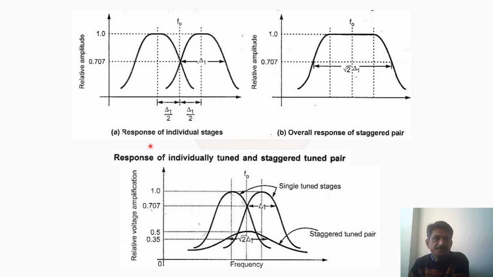So the response of the individual stages, these are the relative amplitudes, and this is the response, delta 1 by 2 and delta, this is half delta 1 by 2, this is half delta 1 by 2, this is delta 1, and the overall response of the staggered pair is under 2 delta 1, and here is the single stage tuned amplifier, and that is the curve for the staggered tuned pair.